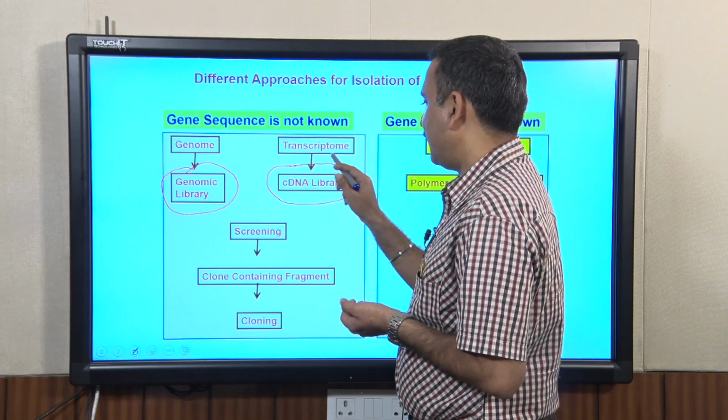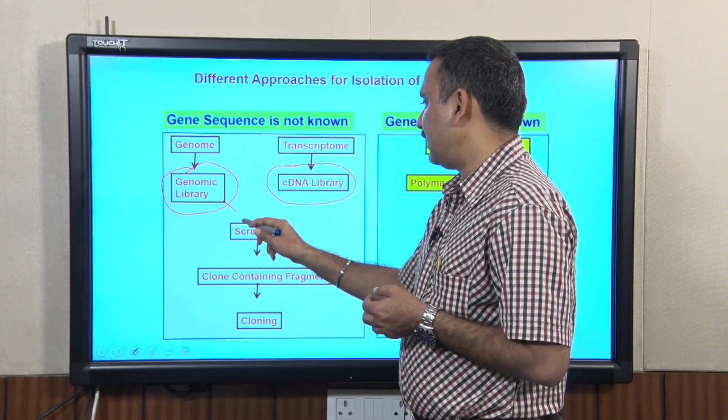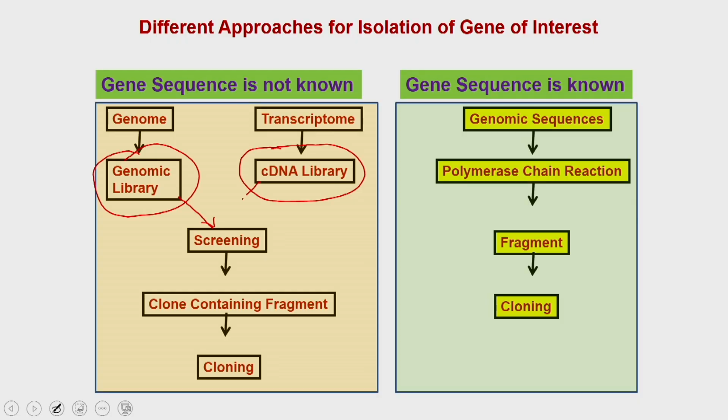So, now the next topic to get the gene of interest is that you have to screen either the genomic library or the cDNA library. So, let us see how to screen the genomic library or the cDNA library.